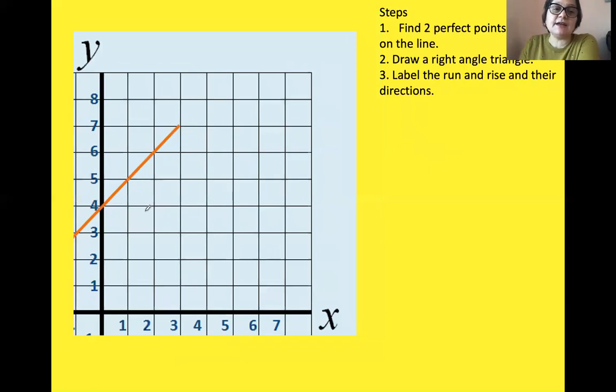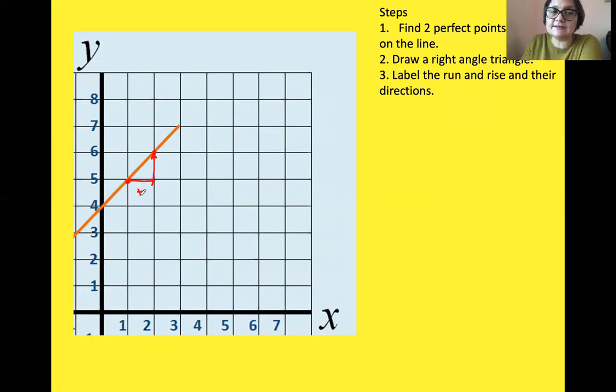Next one. Again, let's find two perfect points. Now, this line has many perfect points. So this one could be a perfect point, this one could be a perfect point, and this is a perfect point, and this is a perfect point. All these points go through the corners of the grid. So I like to select, for example, this one here and this one here. Now, let's build the right angle triangle. I like to start from the point on the left, and then I go right, arrowhead, up, arrowhead.